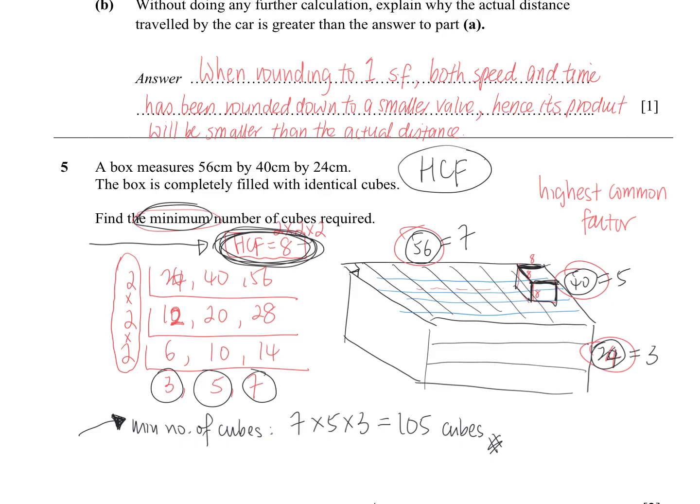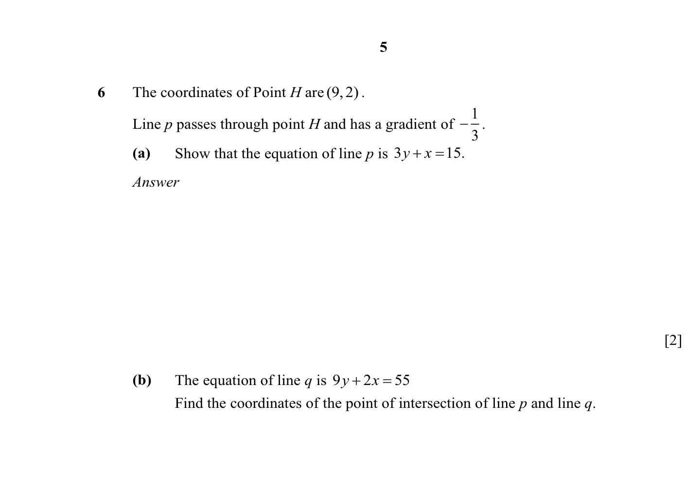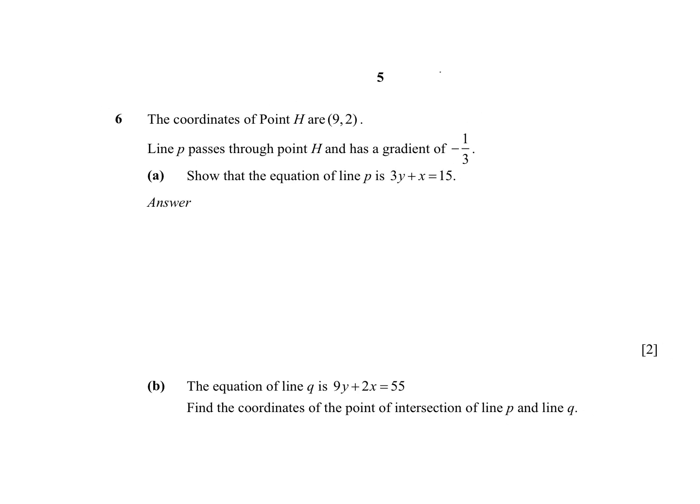Okay, next one. This one. Which chapter is this from? Coordinate geometry. Yeah, this year, coordinate geometry. So they say I have a point H that is at 9, 2. This line P passes through this point H.